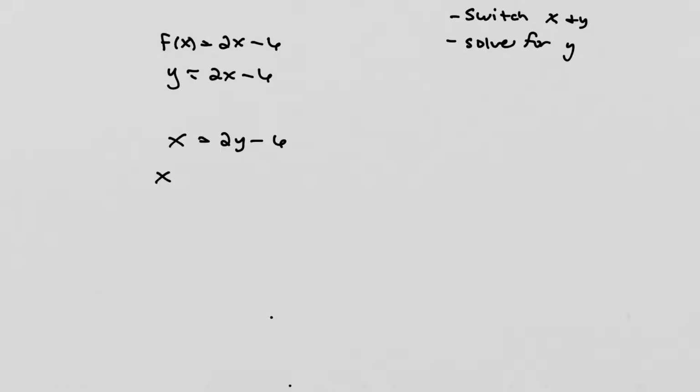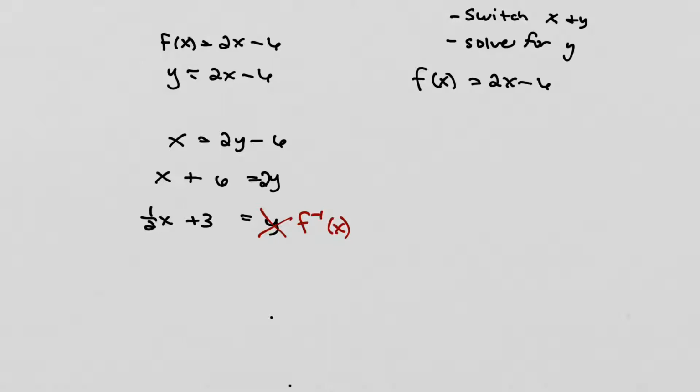And then I could add 6 to both sides, get x plus 6 equals 2y, and then divide both sides by 2 to get 1/2 x plus 3 equals y. And then this is what we are going to claim is f inverse of x. So I have f of x equals 2x minus 6, and I claim that my inverse is 1/2 x plus 3.